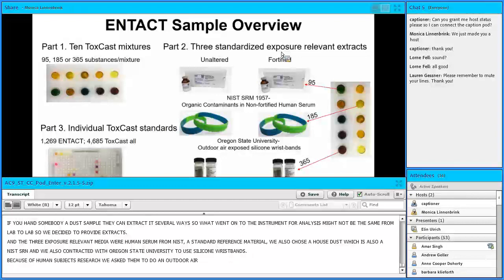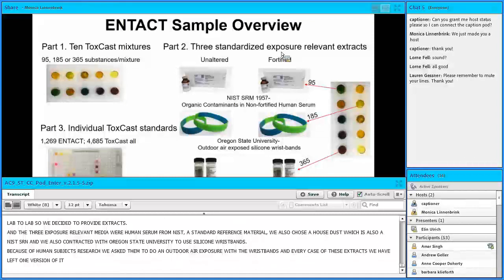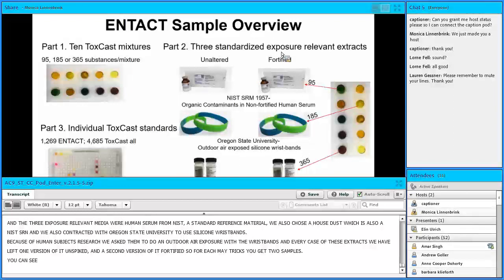And in every case of these extracts, we have left one version of it unspiked and unaltered, and a second version of it fortified. So for each matrix, you get two samples. You can see from the mixtures which kind of mixtures go where, so you've got different numbers of chemicals in each of those matrices.